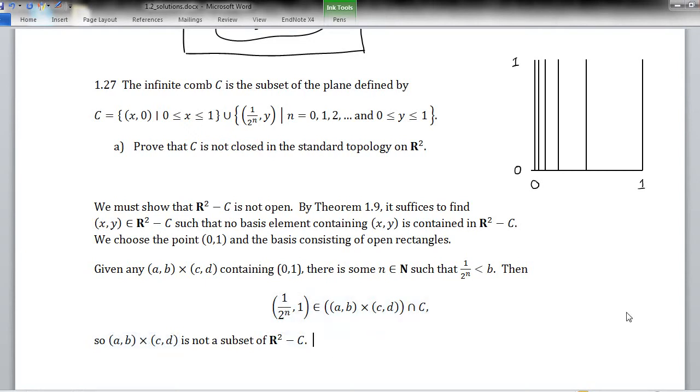All right, so that does it. We've shown that the complement's not open. Therefore, the original set, C, the infinite comb, is not closed in the standard topology in R2.